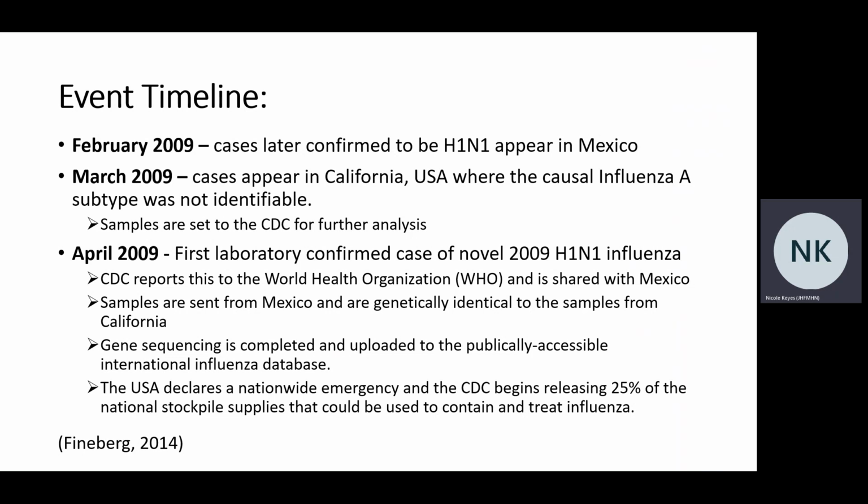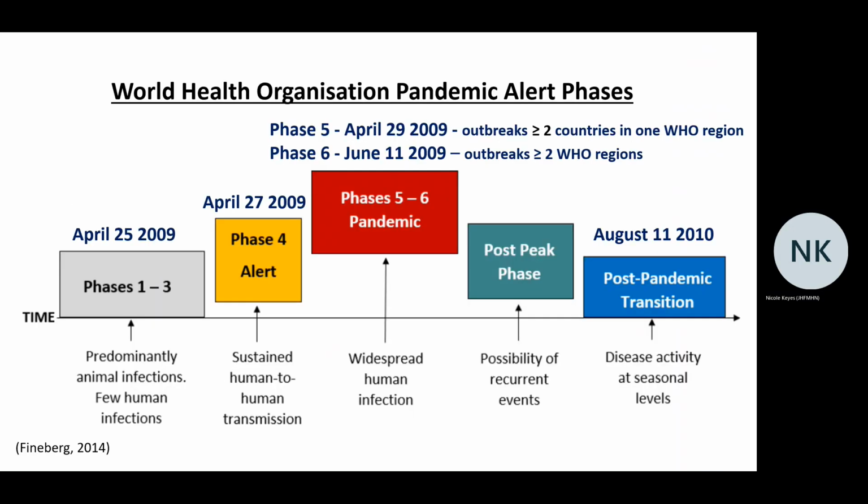The USA declares a nationwide emergency and the CDC begins releasing 25% of the national stockpile supplies that could be used to contain and treat influenza. On the 25th of April 2009, the World Health Organization declares a public health emergency of international concern with the Public Health Alert Phase Level 3. On the 27th of April 2009, there are confirmed cases which appear in Canada, Spain, and the United Kingdom, with suspected cases in several other countries. The World Health Organization raises the pandemic alert to Phase 4.